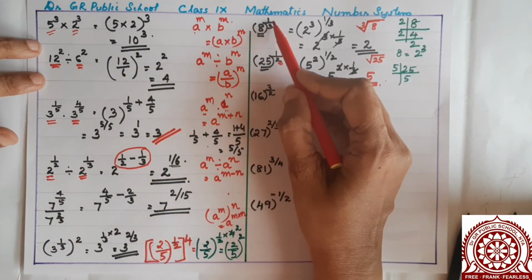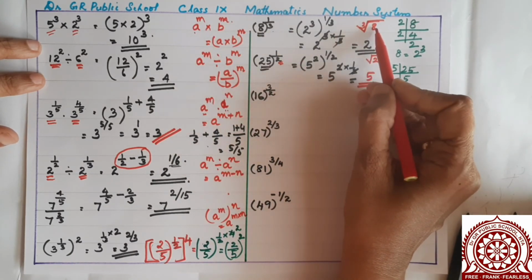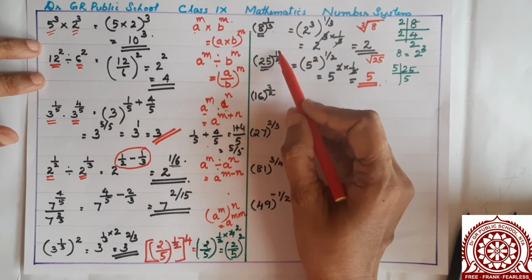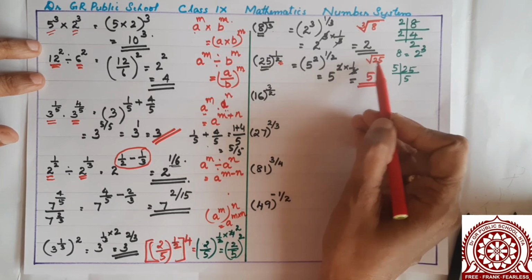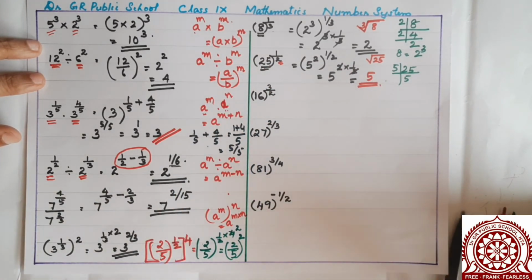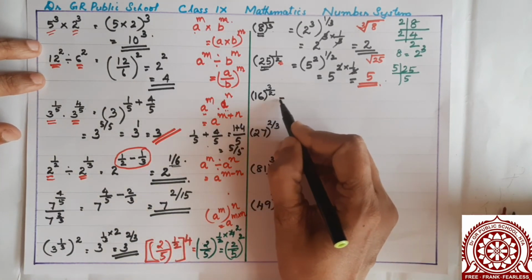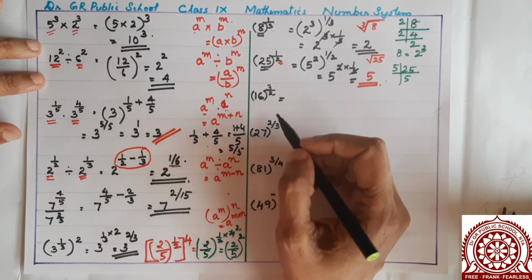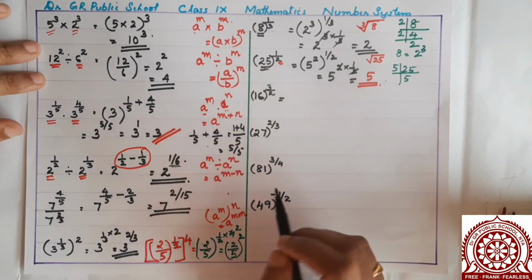So, raised to 1 by 3 means cube root of that number. Raised to 1 by 2 means square root of that number. Okay, that also you should know. Now come to next question. 16 raised to 3 by 2.